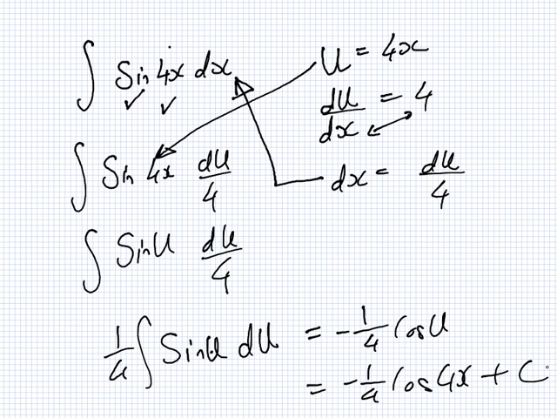Where is minus? Because sine integrates to minus cos. Sine becomes minus cos when you integrate it. Oh. Okay, let's try one a little bit harder.